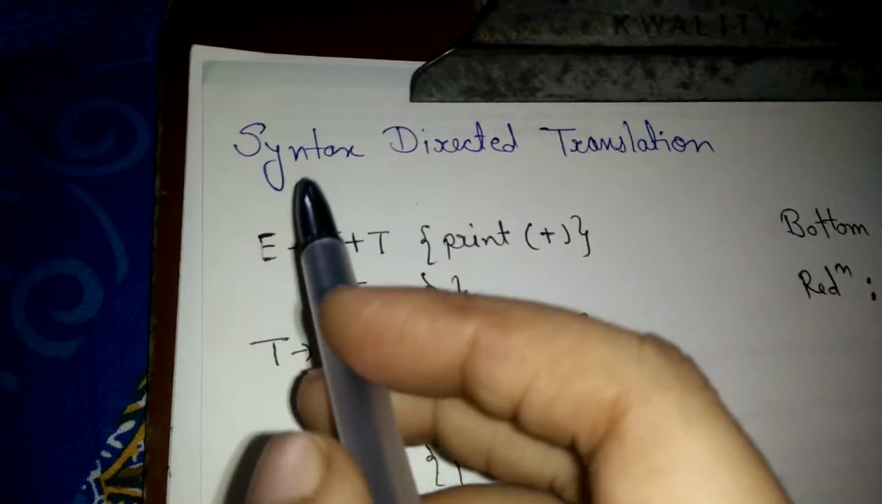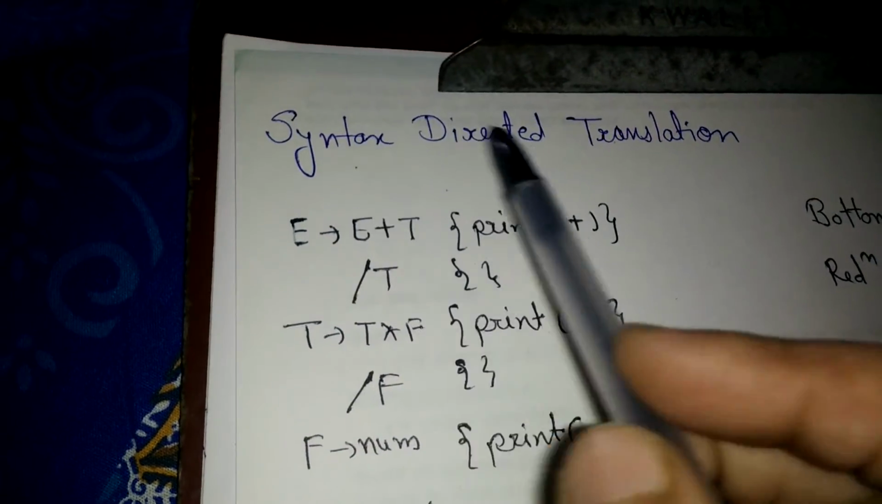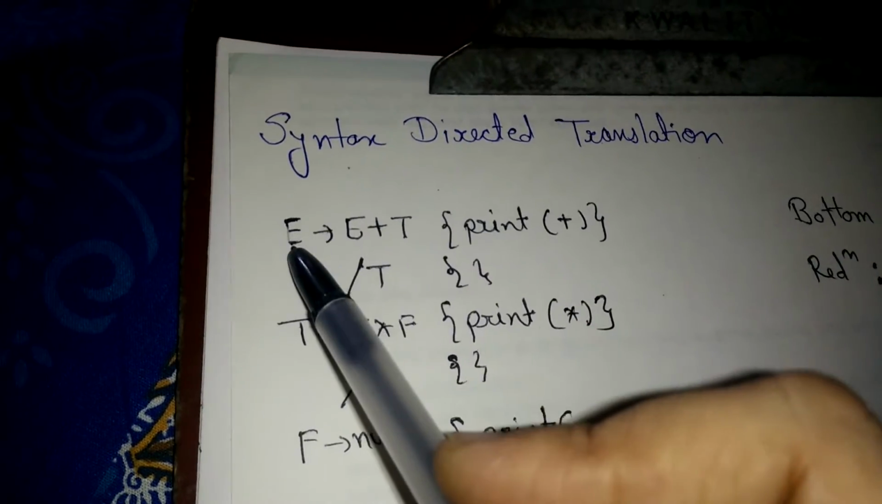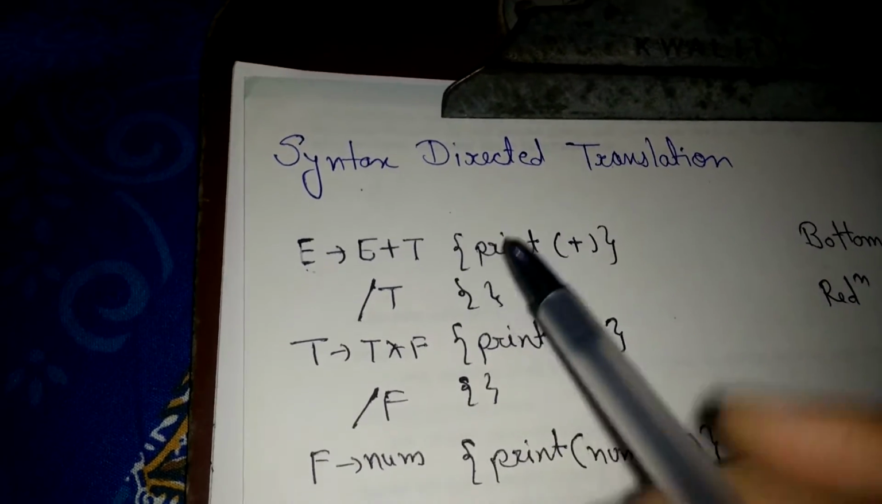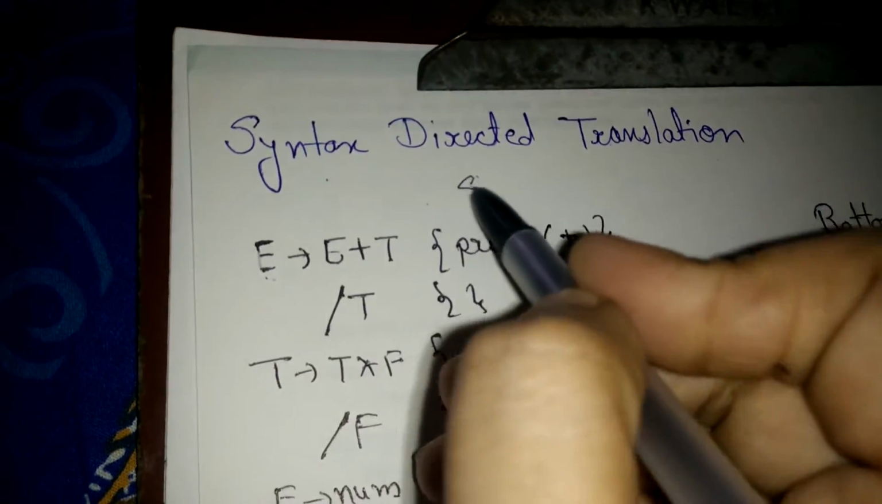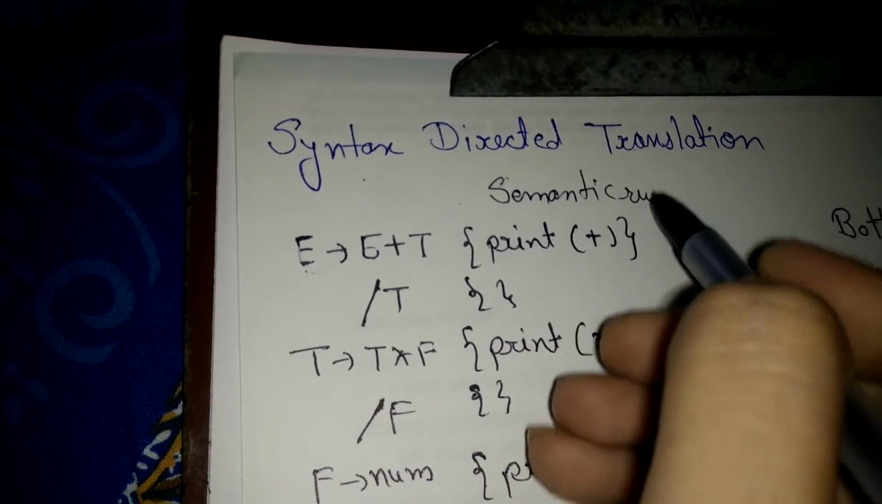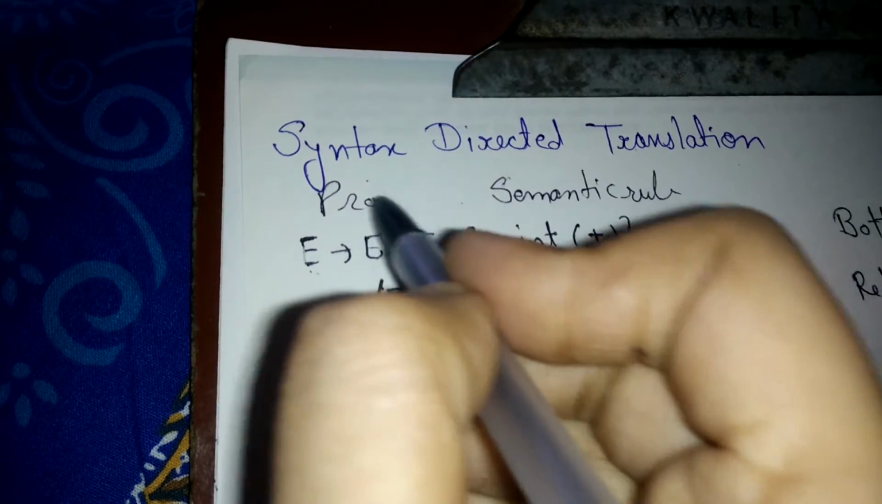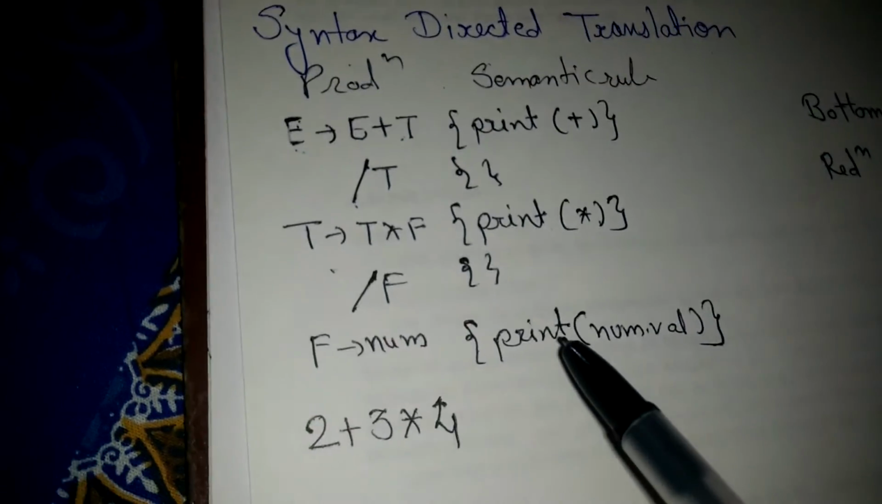The topic that we are going to see today is syntax directed translation. Now, syntax directed translation is used for semantic analysis. Every time the production is given and the semantic rule is given associated with it. So, this is called a semantic rule, and this is your production. So, for every production, there is some semantic rule.